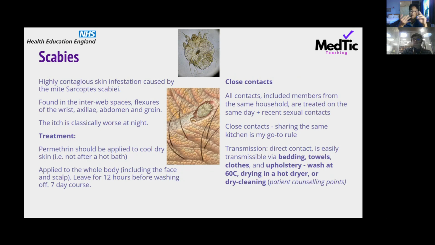So things like bedding, towels, clothes, and it might seem really obvious, but you need to tell them to do a hot wash, or dry cleaning, or drying in a hot dryer. So essentially you need something really hot or a chemical bath to try and kill the mites so that they don't come back. If they do follow that, it's usually self-resolving.